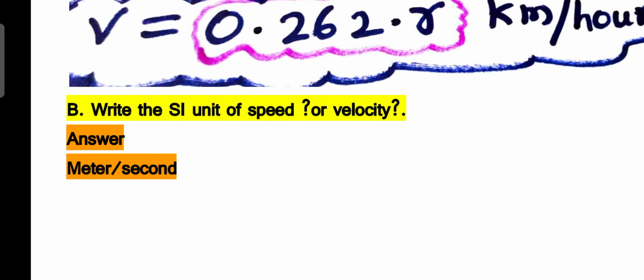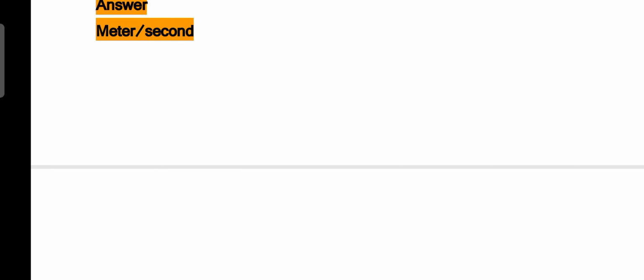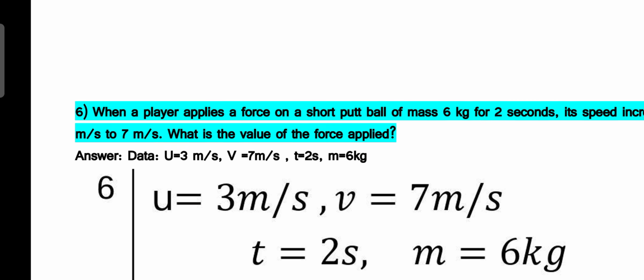Now, B part is a very easy question. SI unit of speed is asked here. It may be asked also for velocity or acceleration. For speed, meter per second is the SI unit. For velocity also the same, meter per second. If it is asked for acceleration, it will be meter per second square.